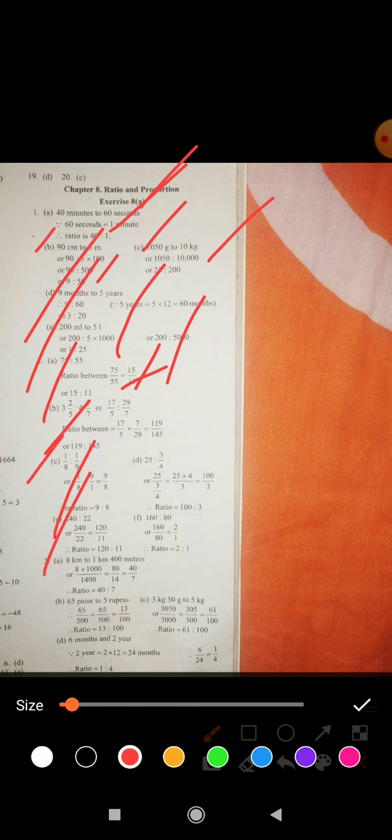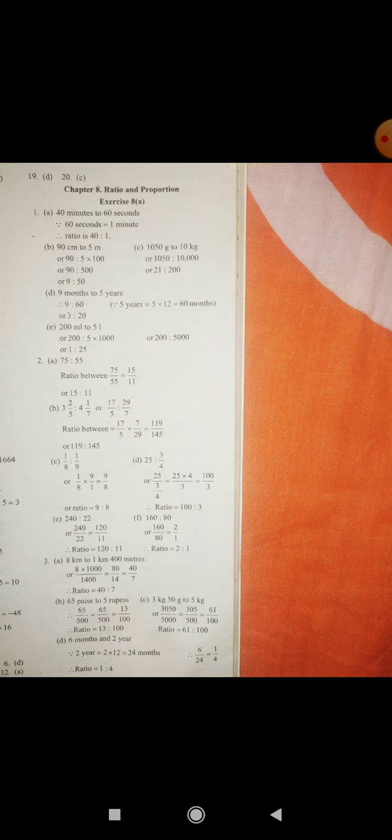Move on to question number 3: 8 kilometer to 1 kilometer 400 meter. So 8 multiplied by 1000 upon 1400. We get 80 upon 140, which equals 40 upon 7. So the ratio is 40 upon 7. Next, 65 paisa to 5 rupees. So 65 upon 500 paisa. We can convert by cutting the table of 5, so we get the ratio 13 ratio 100. Like this all the solutions of question number 3.